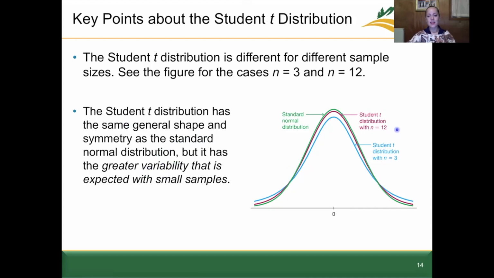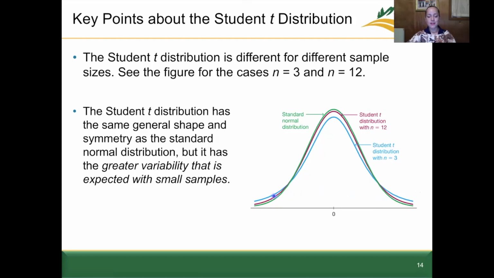Even a sample size difference of 9 here, so n equal to 3 is in blue, you can see that distribution there. N equal to 12 is in a kind of maroon color, you can see the distribution there. So you can see as the smaller the sample size is, then we have a greater variability in that distribution shape. How can we say that?